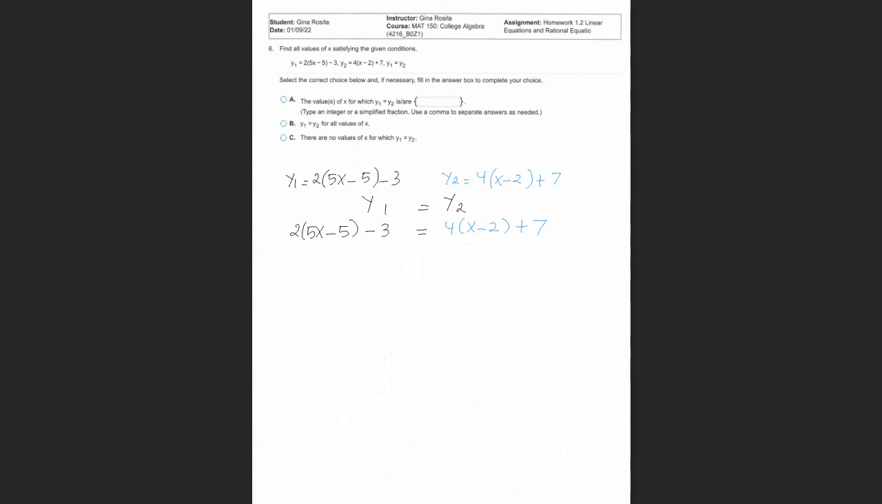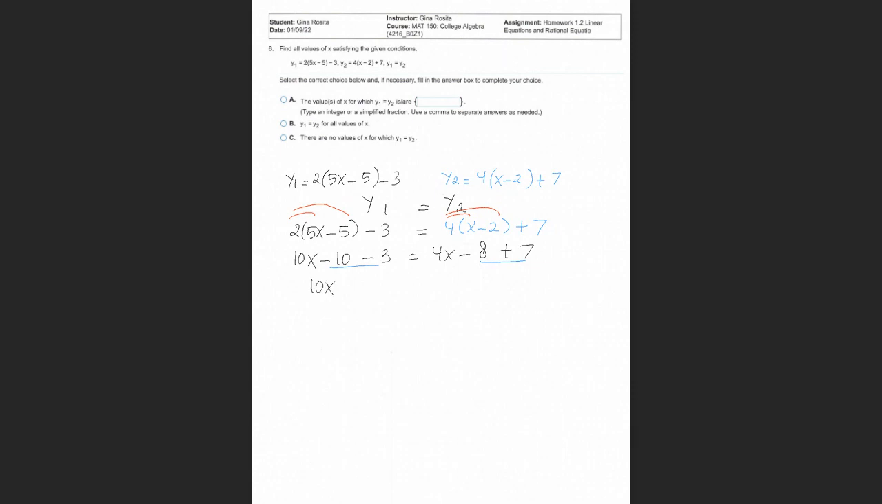We can solve now. Distributive property, again, same. This one, distributive property. Again and again. So 2 times 5 is 10x, minus 2 times 5 is 10, minus 3, equal 4 times x is 4x, minus 8, plus 7. Like terms, this is like terms. Just write down 10x.